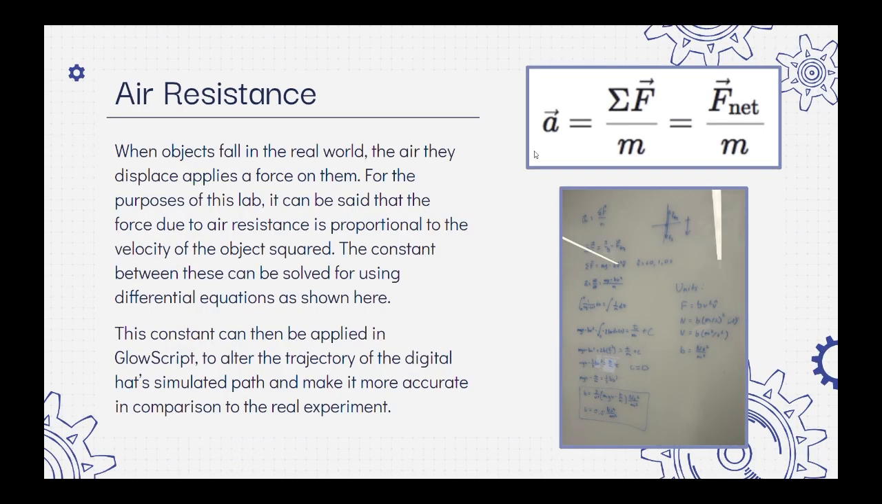So air resistance is a force that air applies on an object when it's falling through it. The force due to air resistance is proportional to the velocity of the object squared for this lab. I solved for that constant here on the right. It's going to be about 0.5 for my object. And then you can apply this in ClosesScript to make a comparison to the real experiment.